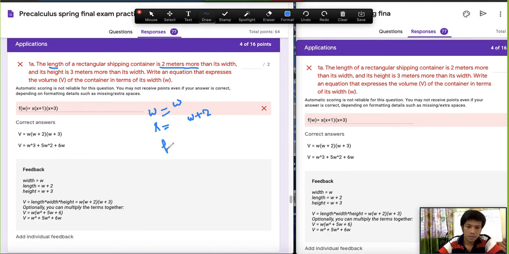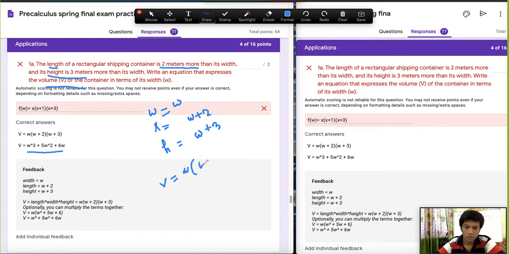Then height equals W plus 3, which is 3 more. Then the volume is what? The question is to find the volume. Volume equals length times breadth times width, so you can just multiply them. Volume equals this into this into this. You can write it, or you can multiply it out.